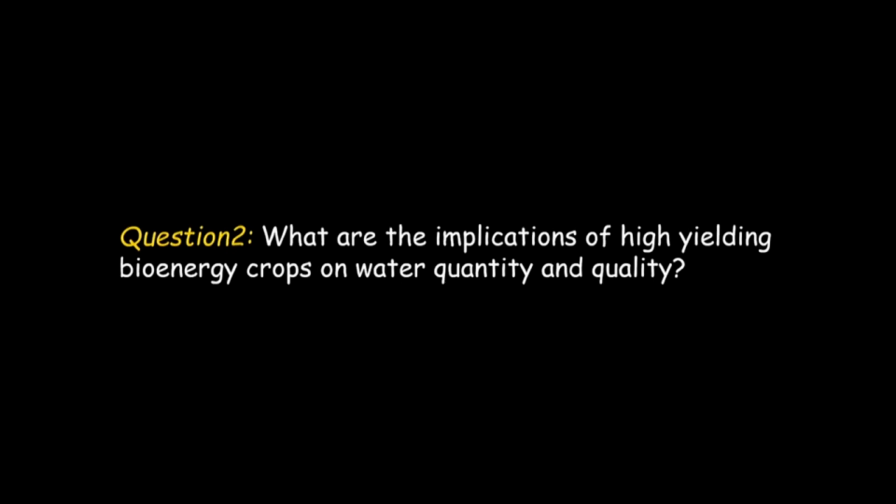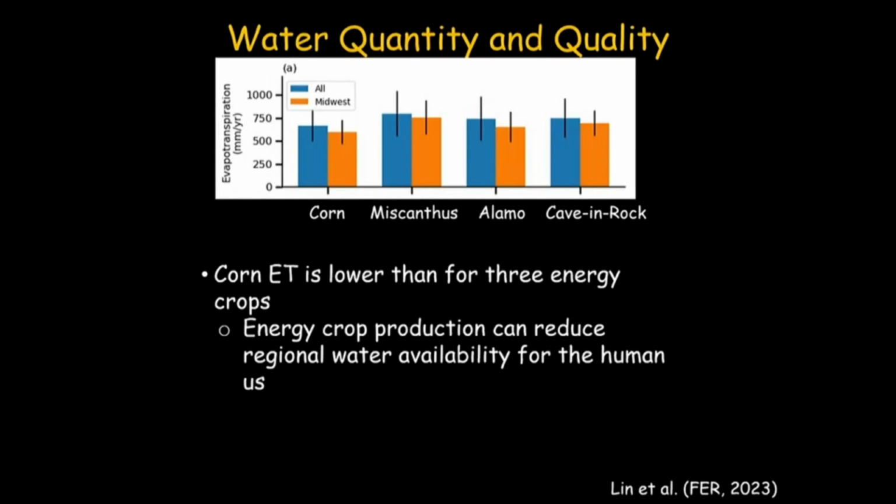The implications of growing these crops on water quality and quantity. This figure shows ET. ET tells you the amount of water consumed and released by the plants. This figure shows the ET for corn, miscanthus, Alamo, and Kevin rock, and one can clearly see that ET is much higher for corn than for the 3 other crops. This is the absolute value. It is not per ethanol, but on a per ethanol basis the trend looks the same. Actually, for the energy crops the ET is the lowest.